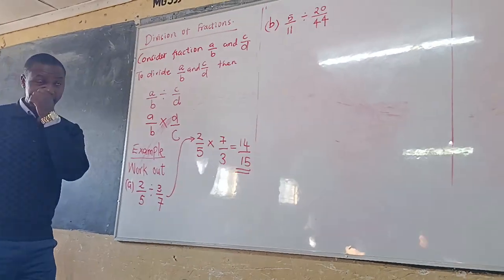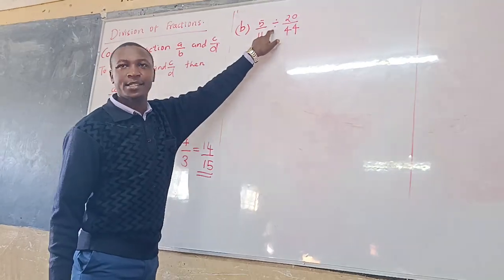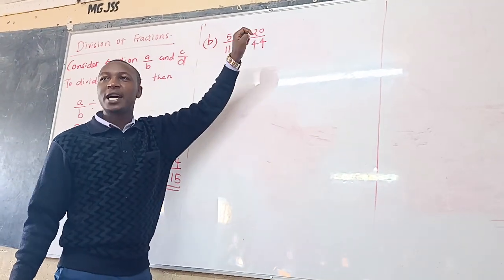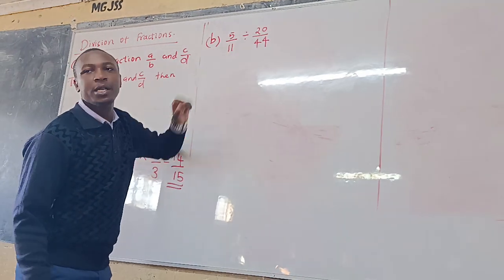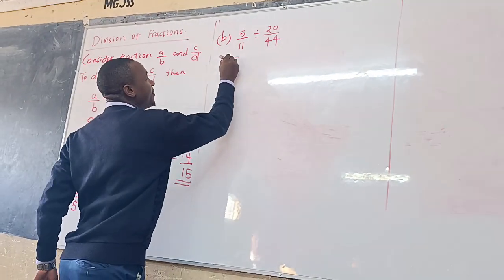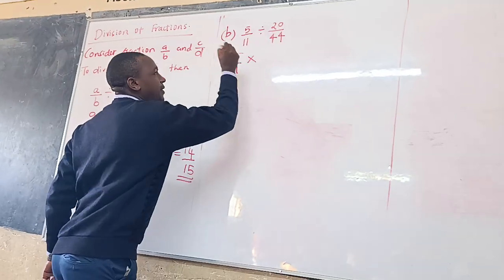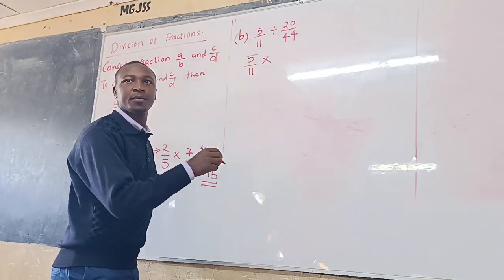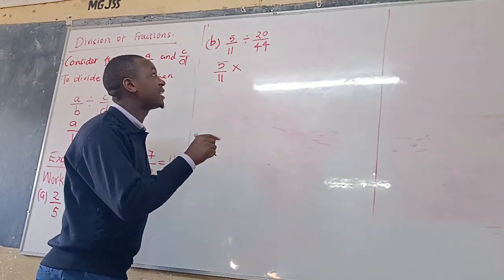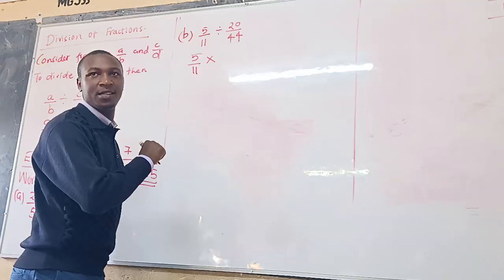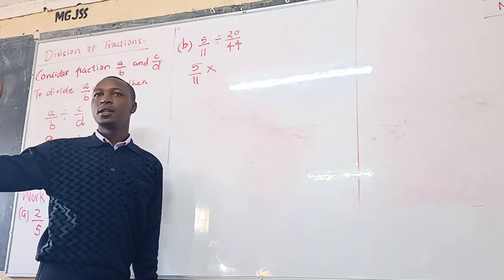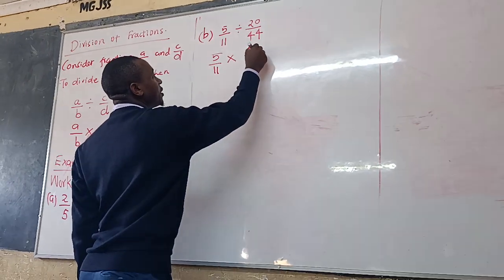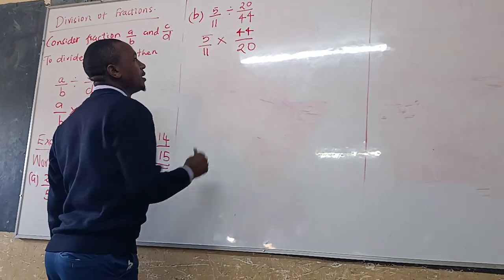Alright, so the first thing we do here is to change this. Some of you might be tempted to multiply directly. Don't do that, okay? You have to change this to multiplication. 5 out of 11 times. Now he's going to tell me what to do here. Find the reciprocal of 20 over 11, right? Which is going to be what? 44 over what? Over 20.